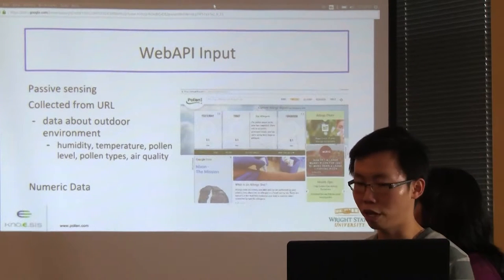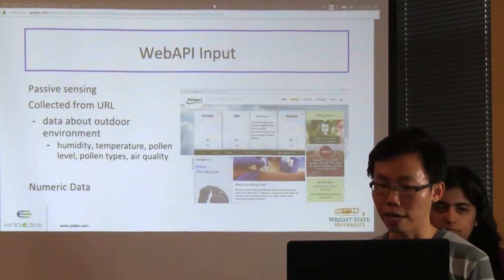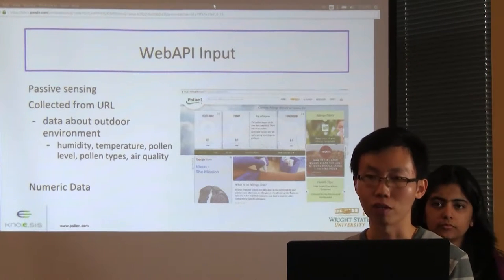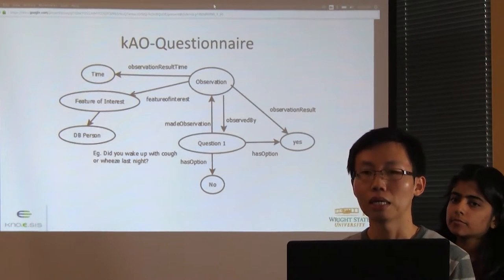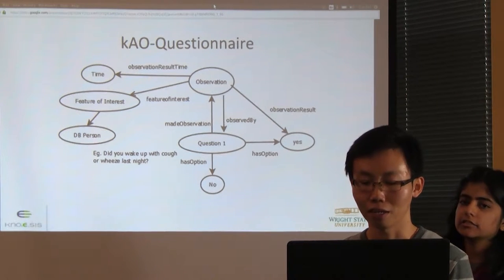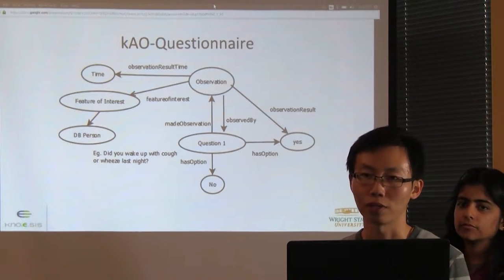Other than questionnaire input, we also have web API input. So question one is a class or instance? Instance of the question class. Yeah, we have a class for questions.